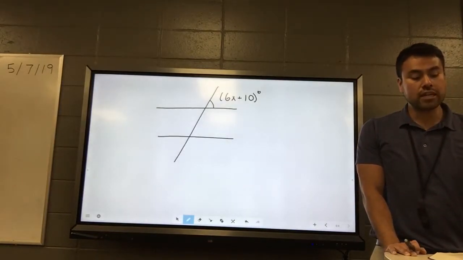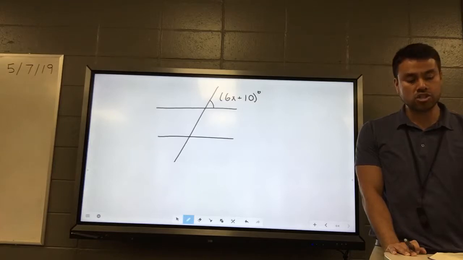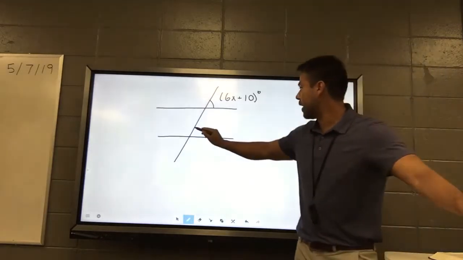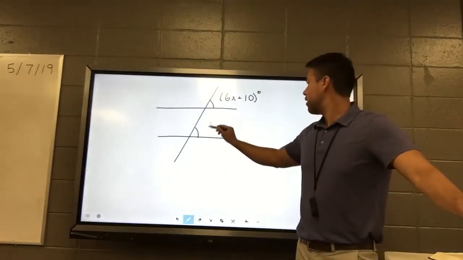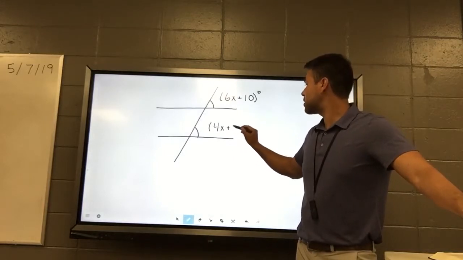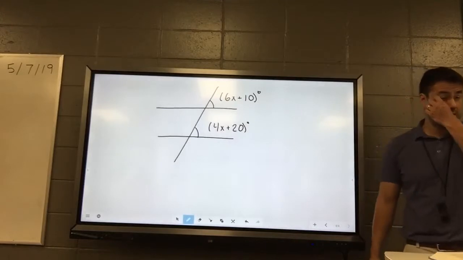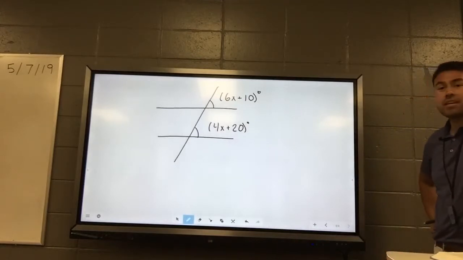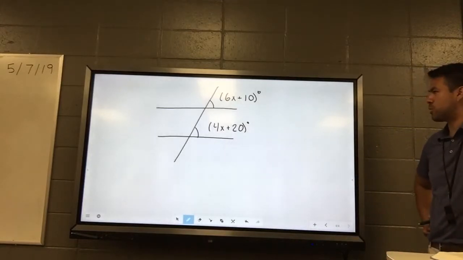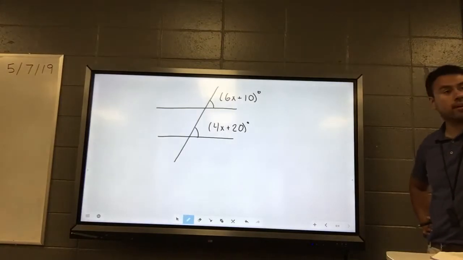G, you can call it GHD or DHG, and that's this angle right here, and they give me 4x plus 20 degrees. That's all they gave me. They don't even give me the full number. They just give me these two expressions. What do you know about those two angles?